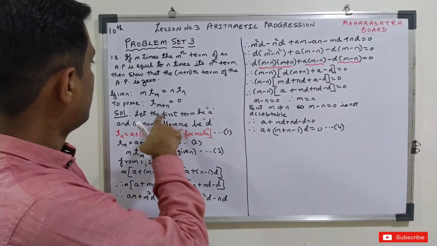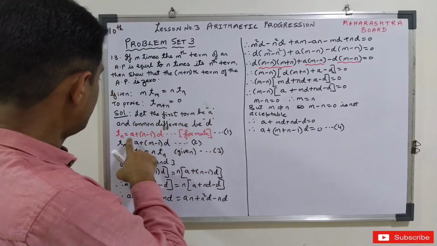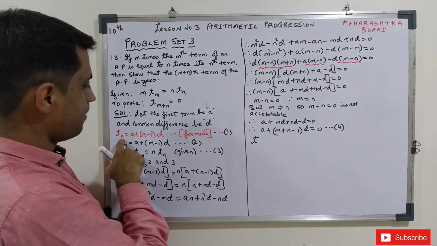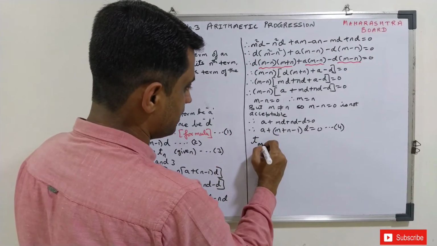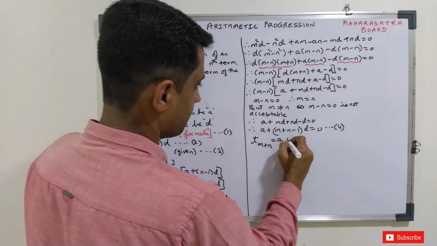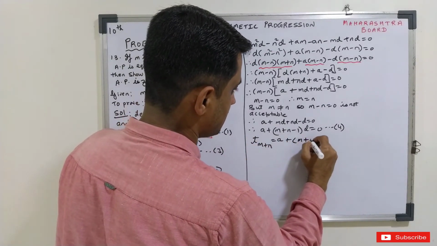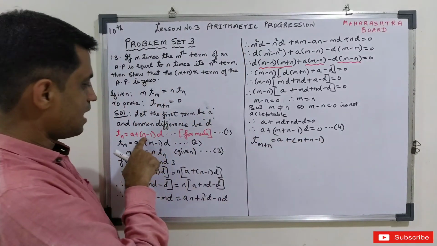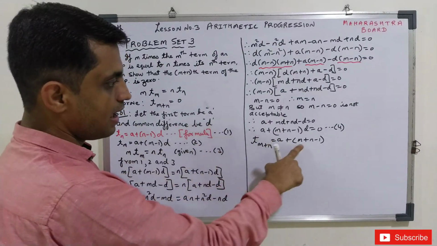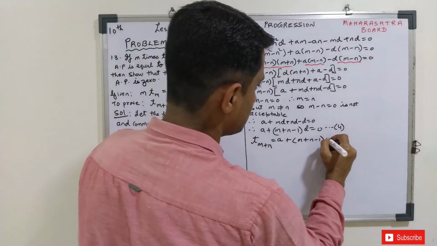Okay. Now what did I ask you? Prove that M plus N term is equal to 0. M plus N term. So substitute here. So instead of N, we will write M plus N is equal to A plus, instead of N, what we will write? M plus N minus 1. N के जगह पे M plus N लिखा, minus 1, and this D as it is.